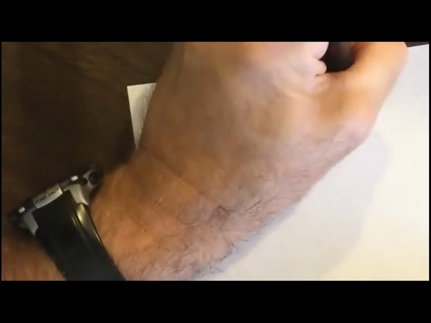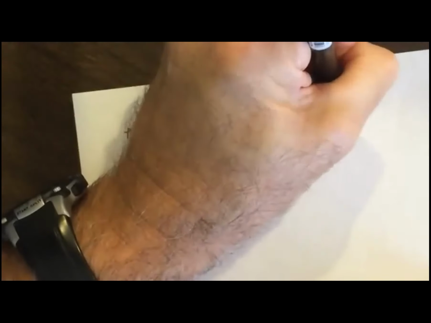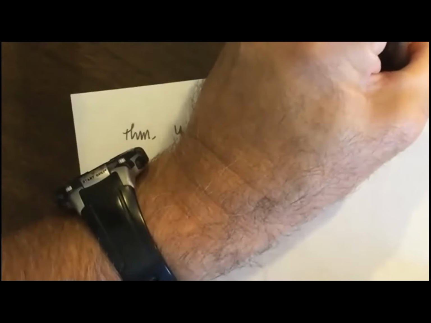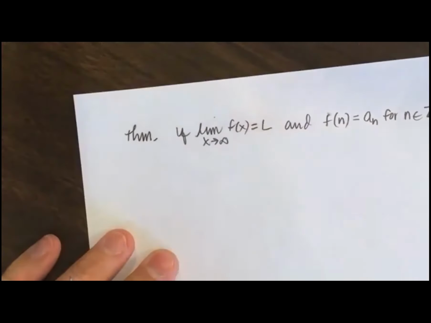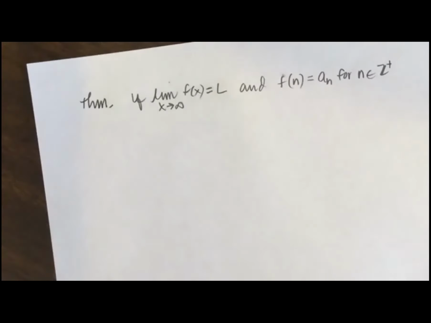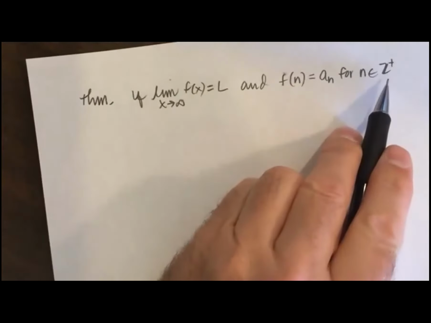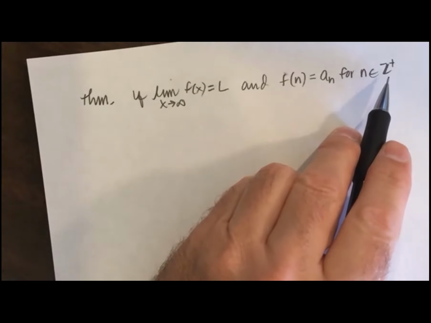Okay, and f of n equals a_n for n in, they like to use the positive integers here. Okay, I usually say the natural numbers, but they use the positive integers a lot, I guess, or whatever book I was looking at when I wrote these notes. They use the positive integers. So you'll see sometimes natural numbers, sometimes positive integers, same.